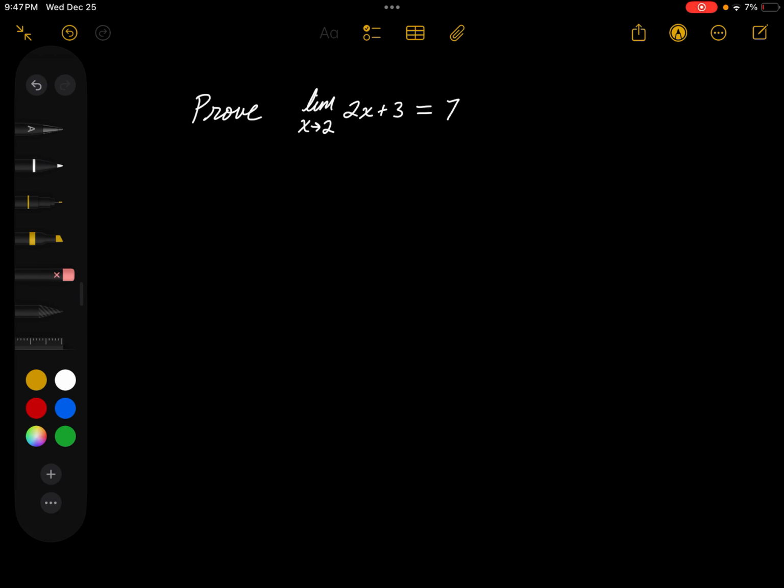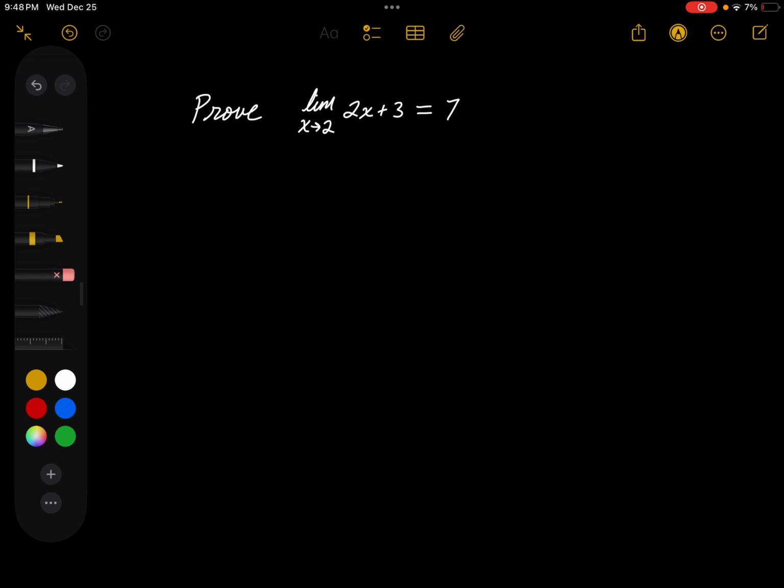Hello YouTube, welcome to this video, and today we're going to be proving that the limit as x goes to 2 of 2x plus 3 is equal to 7. And this is a direct application of my general linear function Epsilon-delta limit video that I had uploaded a few days back. Anyway, we're going to first do the rough work, which is working backwards, considering that we kind of already know the answer. And then we're going to do the proof, which is actually presenting it in a formal way without making any assumptions.